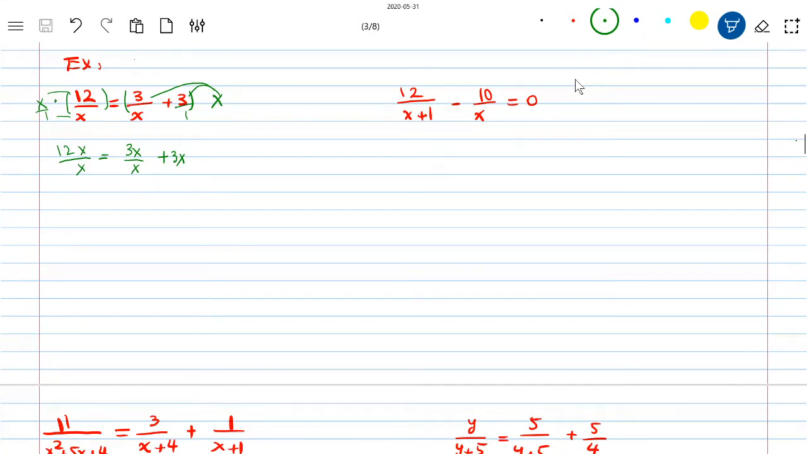Simplify. 12x over x, you can cancel out the x's. 12. 3x over x, and again cancel out the x's. You have 3 plus 3x. So now you have a linear equation. Solve the equation. So here I'm going to subtract 3 from both sides. Now isolate the x. It doesn't really matter which side the x is on. I'm going to get rid of the other terms, the 3. By doing that, these two will cancel out. 12 minus 3 is 9 equals 3x.